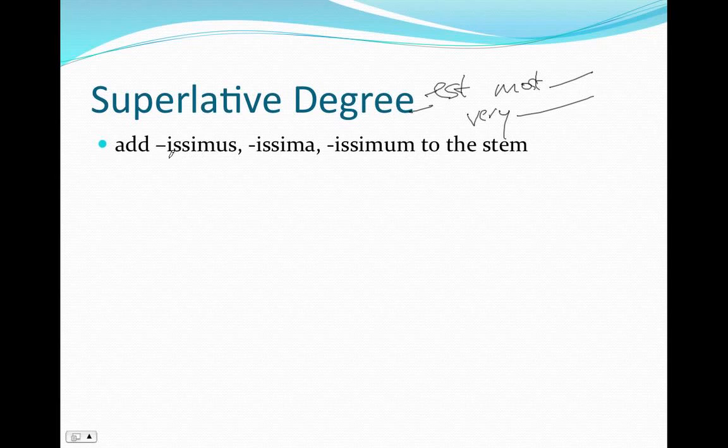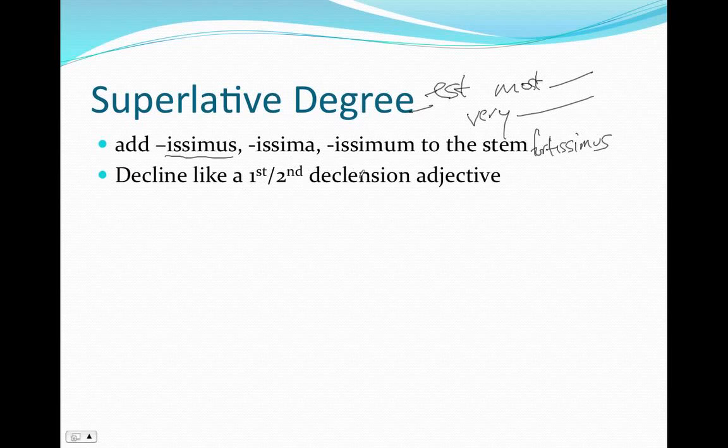We're going to take our stem and we're going to add issimus to it. So strongest would be fortissimus. Right? And then notice fortissimus, fortissima, fortissimum. This is going to be a first and second declension adjective. So like the comparatives were third declension adjectives, the superlative adjectives are first and second declension adjectives. It doesn't matter what it started off with. So fortis, forte was a third declension adjective, strong, but strongest becomes a first and second declension adjective.